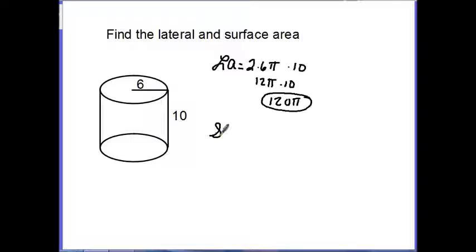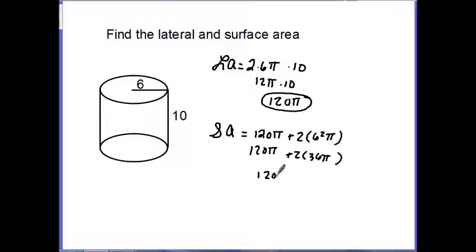Now our surface area. The surface area takes the lateral area, 120 pi, plus 2 times the area of the base. Area of a circle is radius squared pi. So 120 pi plus 2 times 36 pi gives me 120 pi plus 72 pi, which is 192 pi.